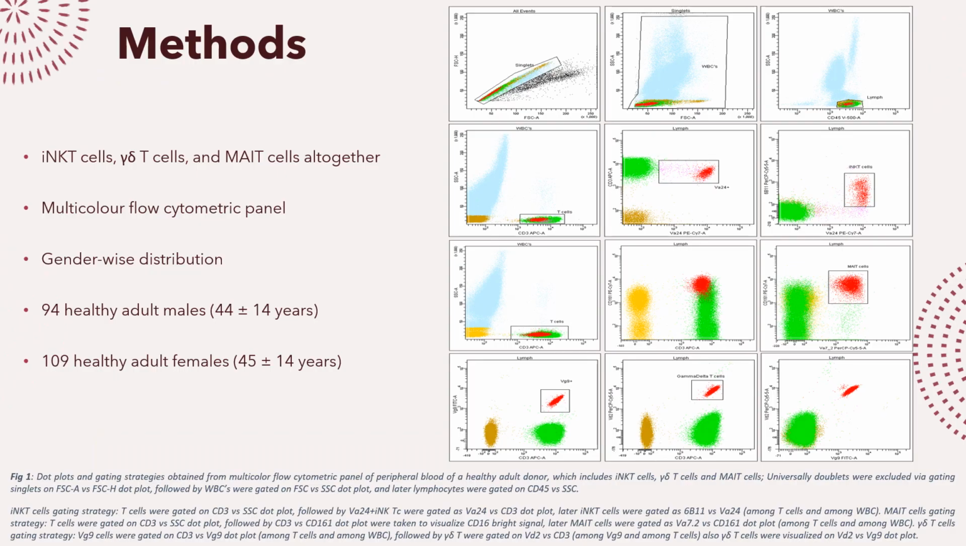In this study, we have identified the unconventional T cells using a multicolor flow cytometric panel, and you can see on the right hand side the multicolor flow cytometric panel to identify the iNKT cells, MAIT cells, and the gamma delta T cells here. And the samples have been divided on the basis of gender, and a total of 94 samples have been collected in the male group, and a total of 109 samples have been collected in the female group. And these were healthy adult Caucasian population.